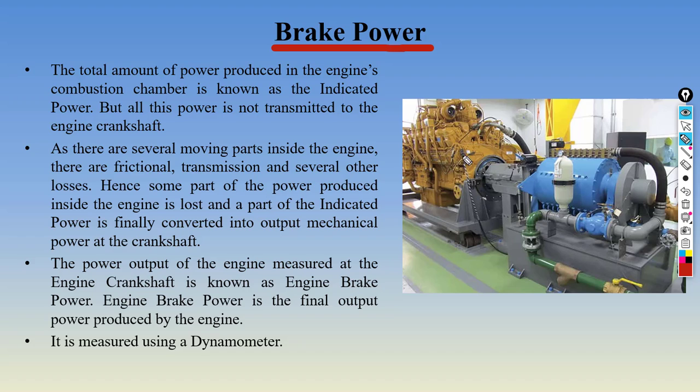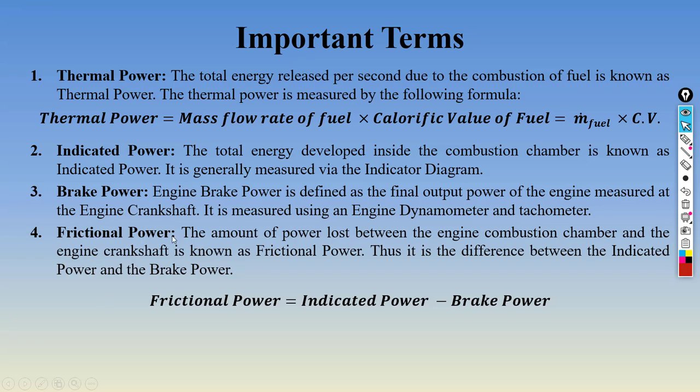What is the friction power? Friction power is the amount of power lost between the cylinder and the crankshaft. Friction power is also defined as the difference between the indicated power and your brake power. So these are the four different kinds of powers. What are the four different kinds of powers? Thermal power is the amount of power released due to the combustion of the fuel. Indicated power is the useful part of the thermal power, which is used actually for the movement of the piston. Frictional power is the amount of power lost between the combustion chamber and the crankshaft. And the final output power of the engine, which is measured at the crankshaft, is known as the brake power. So these are the four terms.